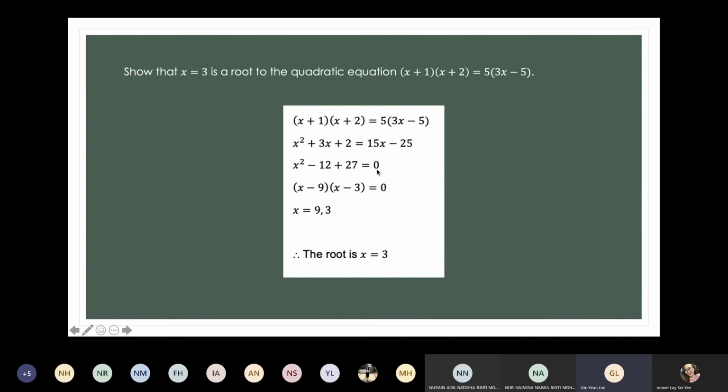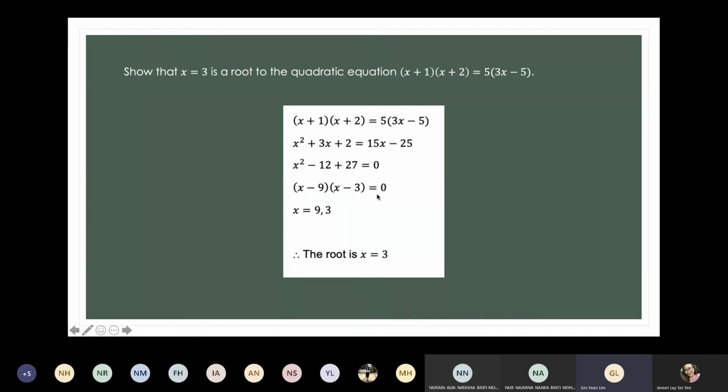So from here, you expand and you form the general quadratic equation of x squared minus 12x plus 27 equals 0. And after this, you can factor out, or you can just press the calculator and you'll get x equals 9, x equals 3.